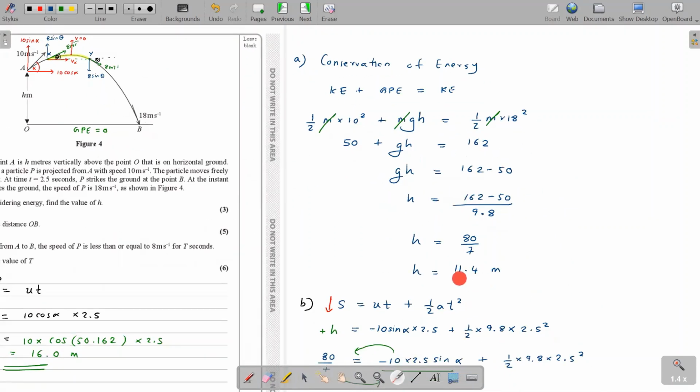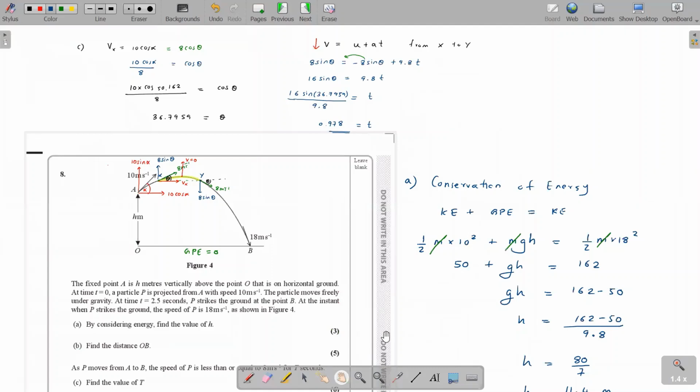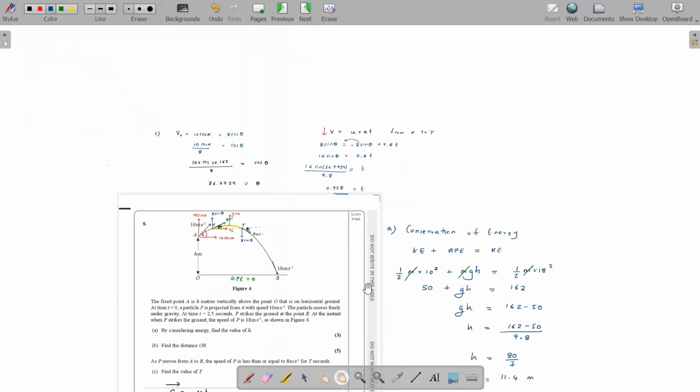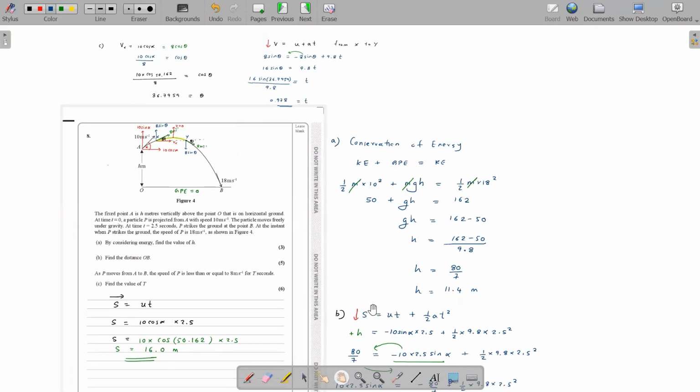So that's the reason why we leave even the H value, 80/7, as the final answer 11.4 to 3 significant figures, because we use the numerical value of g as 9.8, which is an estimated value. So in these kinds of sums, leave your final answers to 3 significant figures. So this is the end of the October 2021 M2 paper.